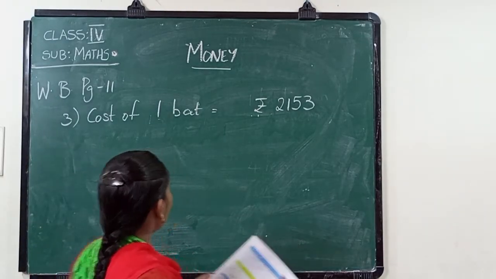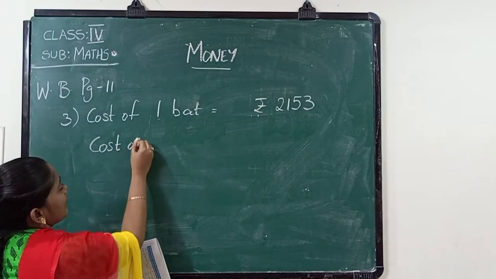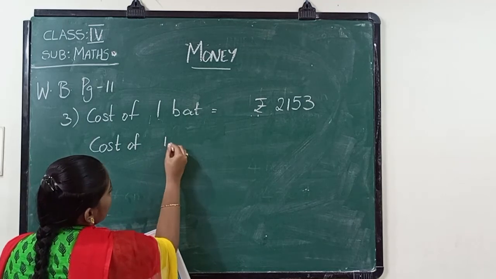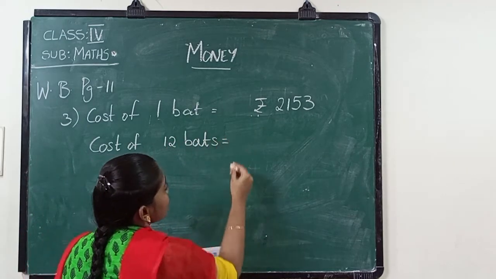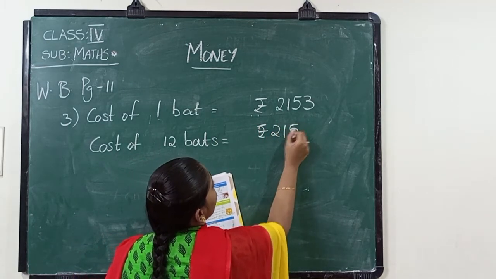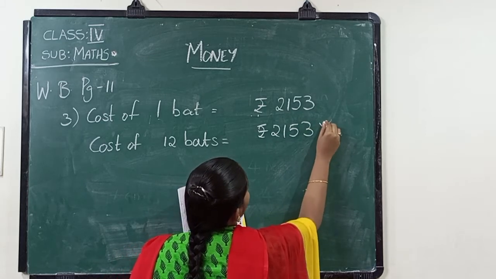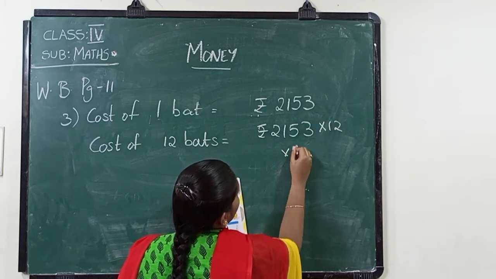Cost of 12 bats. What we have to do here? We have to multiply with 12. So it is rupees 2,153 into 12.